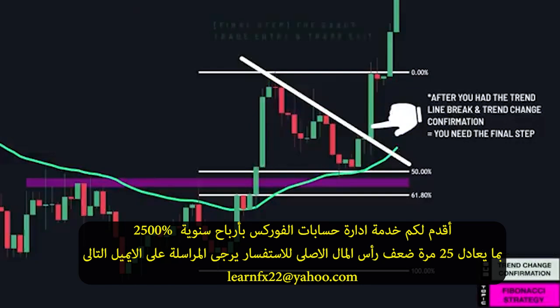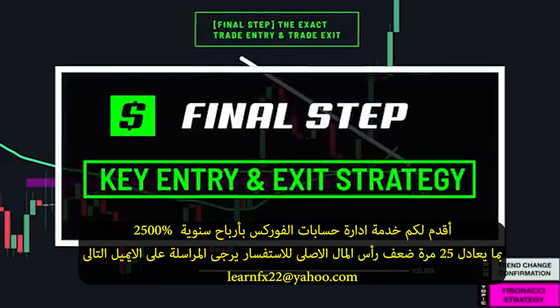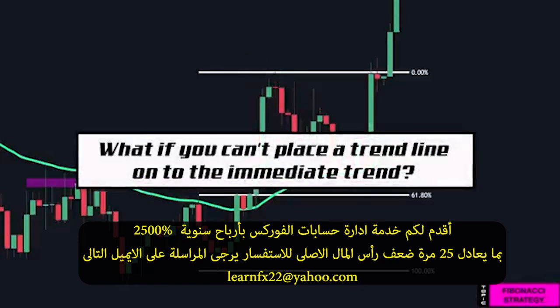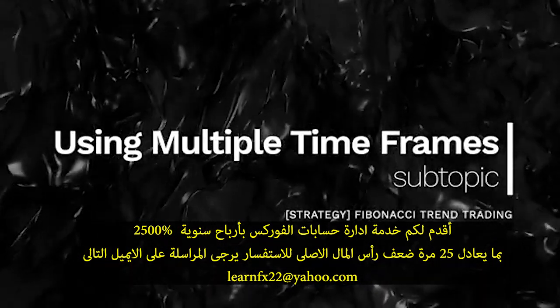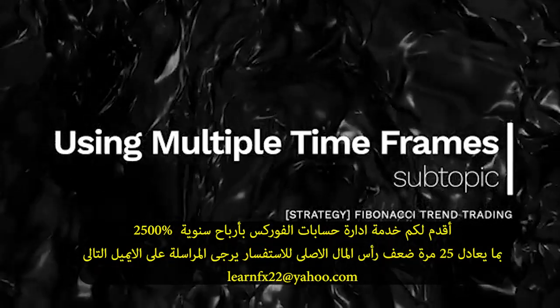This is when you need the final step of the formula, which is to go to the lower intraday timeframes and use our key entry and exit strategy and entry tool. So this leads us to our next topic. What if you cannot place a trend line onto the immediate trend? This is why you need to know how to use multi-timeframes. Knowing how to use multi-timeframes is what separates the amateurs from the pros.